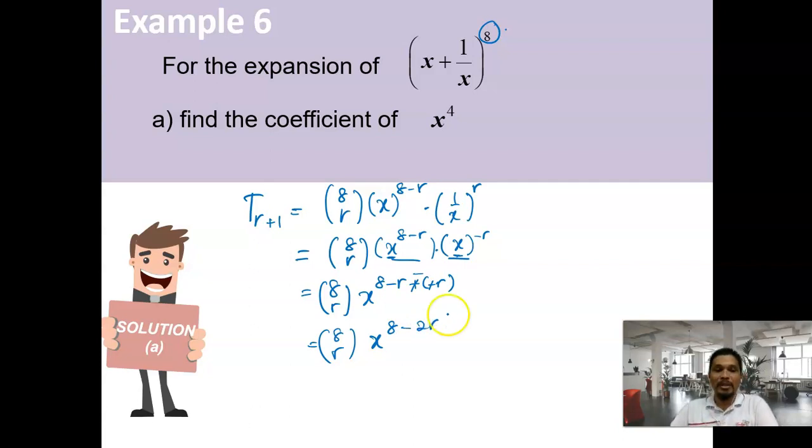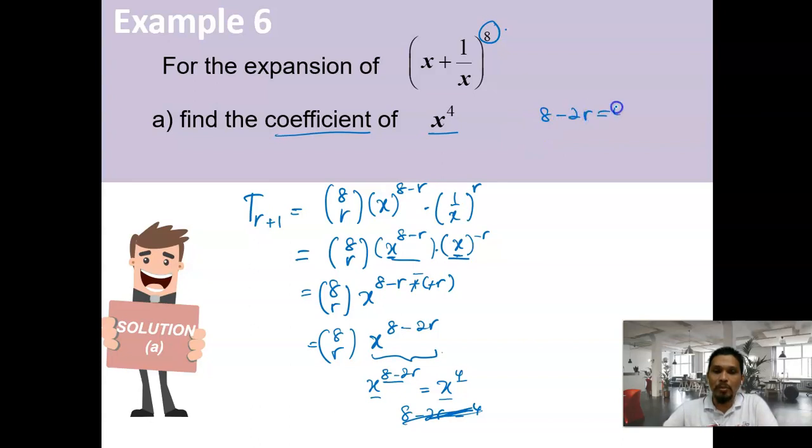Okay, so now let's take a look at this one here, x to the power of 8 minus 2r, where we want to find the coefficient of x to the power of 4. So we compare with x to the power of 4. Look at this now, because the bases are equal for both, x. So 8 minus 2r equals 4.